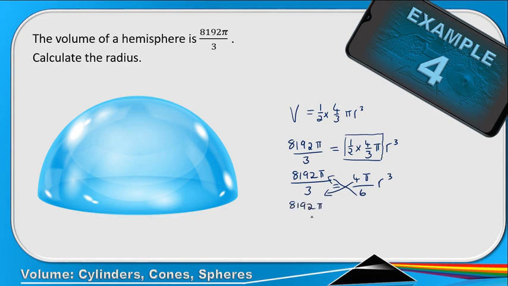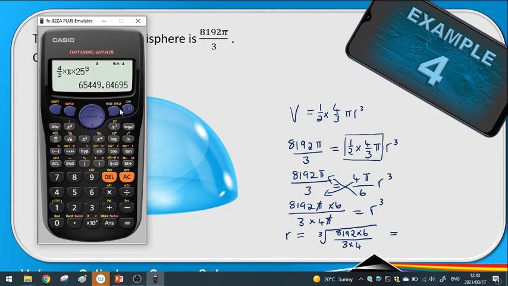8192 pi times 6 over 3 times 4 pi. Okay, now I'm going to cancel out the pi's. We could have cancelled it out here as well. So I'm just going to cancel out the pi's here. Equals r cubed. And then we can take the cube root of that. So r is equal to the cube root of 8192 times 6 over 3 times 4, which is 12. And then we type it into the calculator exactly like that.